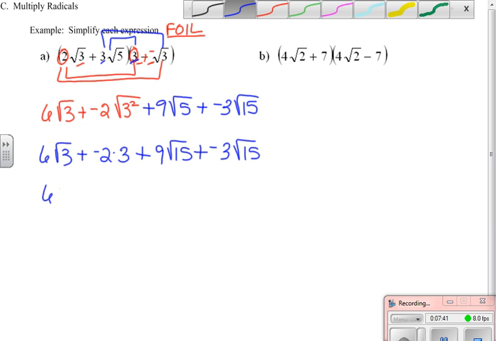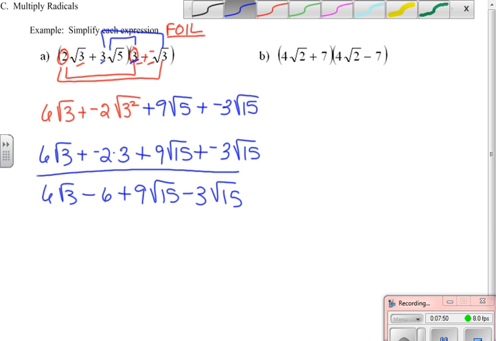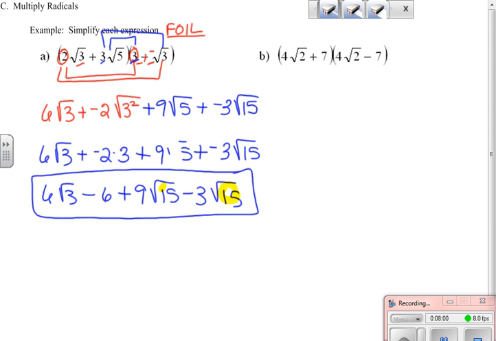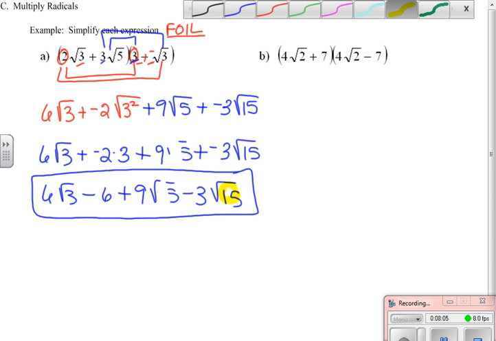Clean this up. 6 radical 3 minus 6 plus 9 square roots of 5 minus 3 square roots of 15. And because none of my radicals are the same, none of them are the same when you write your problems, right? I'll fix that in a minute. I can't combine anything. So that is my answer.